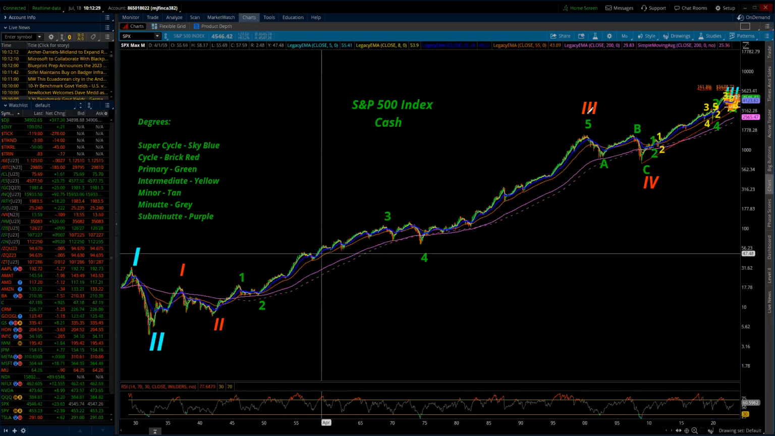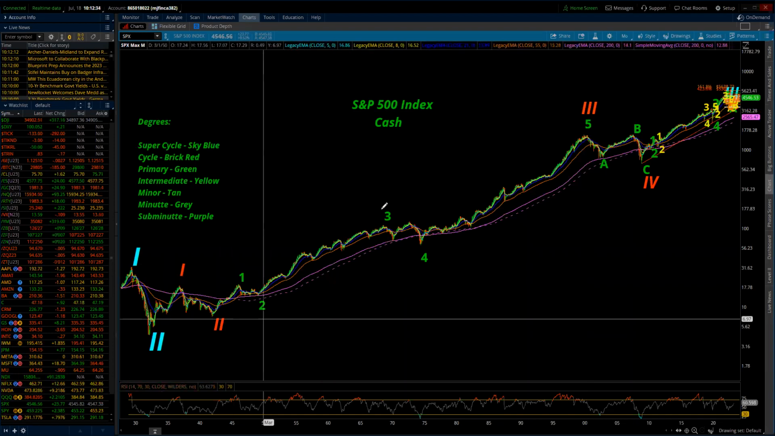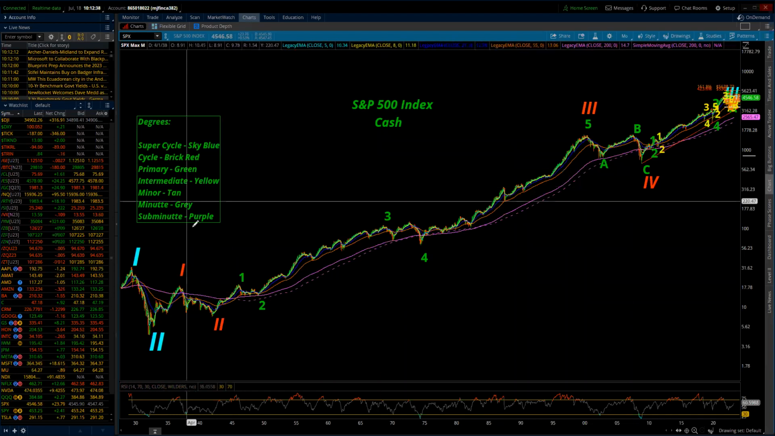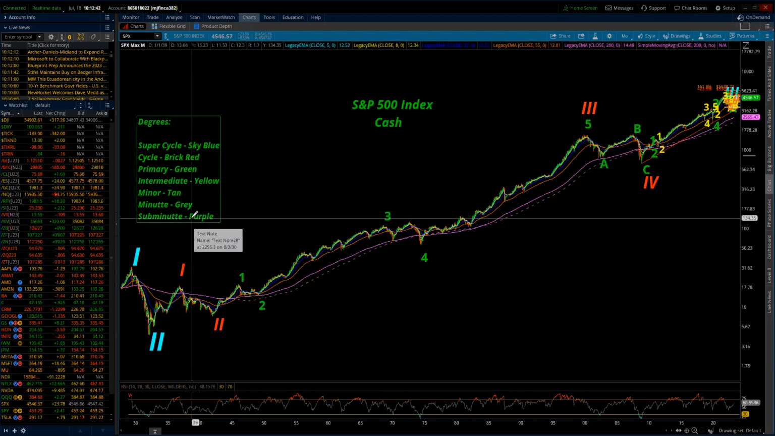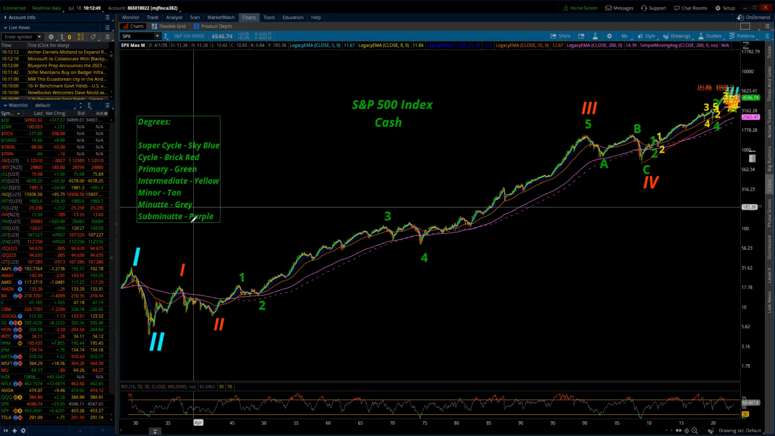What's going to be inside of supercycle wave 3, or cycle wave 3, excuse me? 5 waves of primary degree. Those are labeled in the green. So I show you my color scheme here, and it remains the same no matter what time frame I'm working on. These are the color codes that I use.